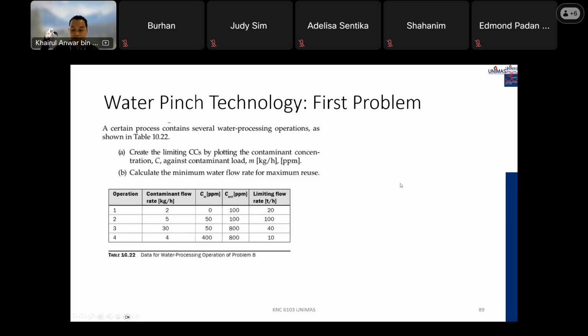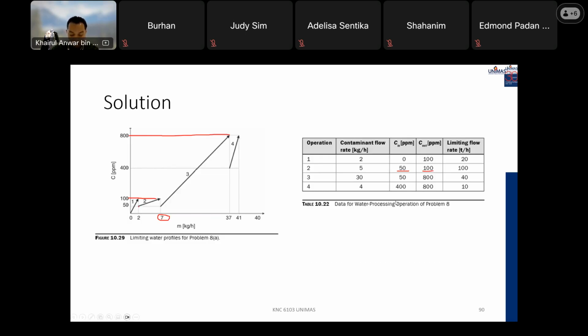Sort it in ascending order. The individual limiting water profiles are graphed in figure 10.29. This is 10.29. Figure 10.30 shows the result when these water profiles are combined. So this is the LCC. We have a sink source diagram, which is different. This is a limiting composite curve. Another one is the cascade analysis. The previous example is based on the sink source curve, composite curve.